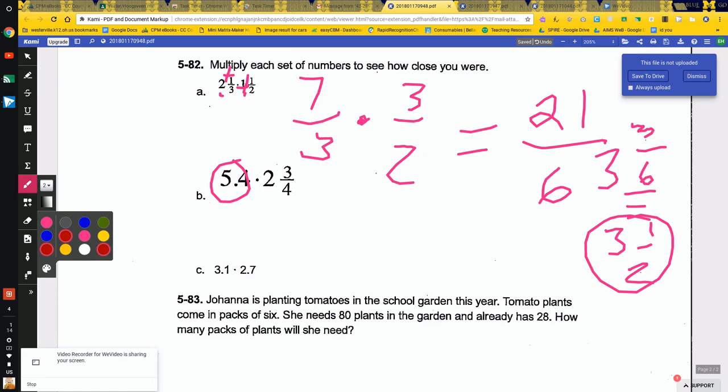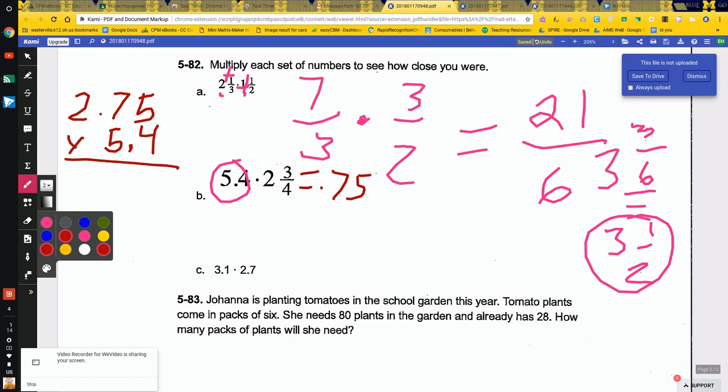Going down to the next one, I got 5.4 times 2 3/4. Just to kind of do this different, I'm just going to change them into decimals. So I know 3/4 is equal to 75 hundredths. So what I'm going to do is I'm going to do 2.75 times 5.4. And the only reason I'm doing this so you can remember, when we multiply decimals, we don't line the decimals up. Like when you add, you line up your numbers and then we will count over.